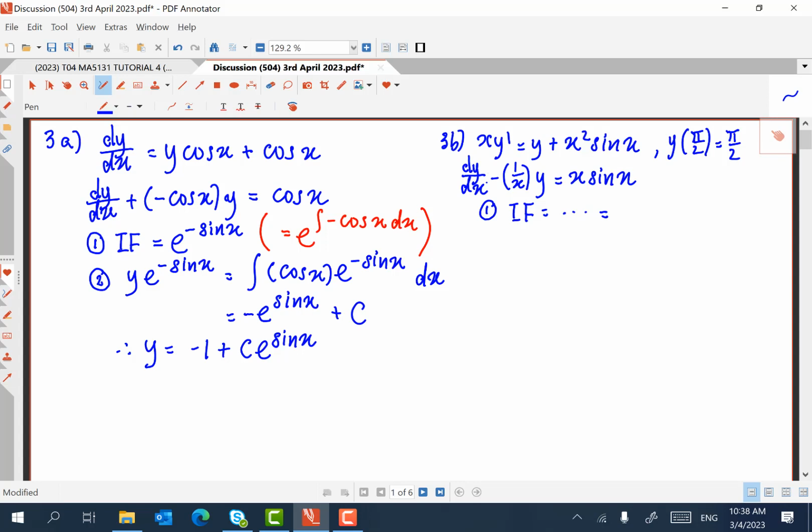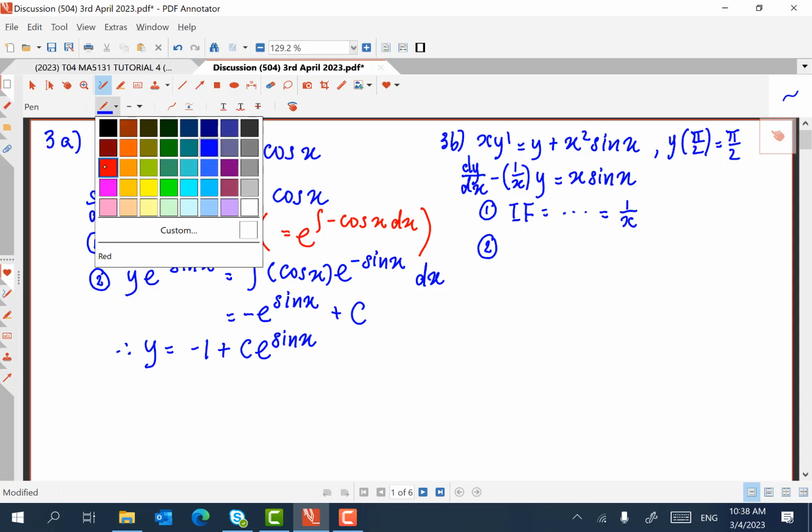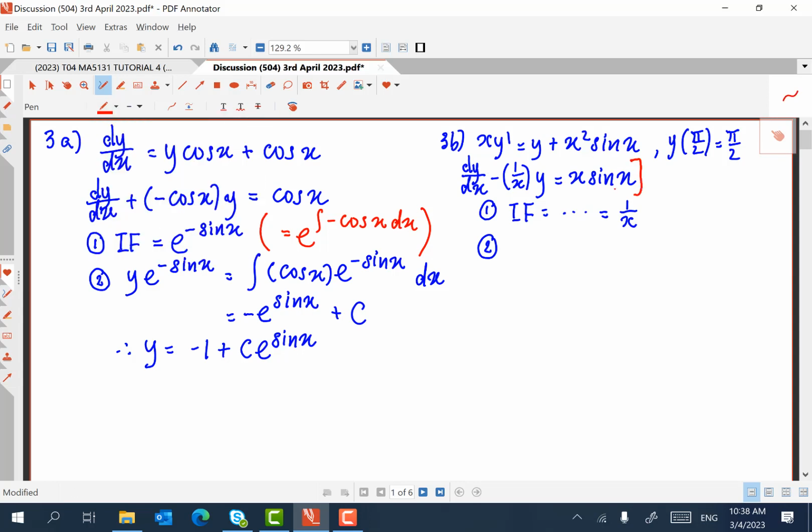Okay, Euler, just complete it. What is IF in this case? Can you all verify that IF is indeed 1 over x? Now class, it is very important for you to always rewrite the equation so that it is the standard form. Then only you can pick up the right way to find the IF. In case you don't remember, it is just like that.